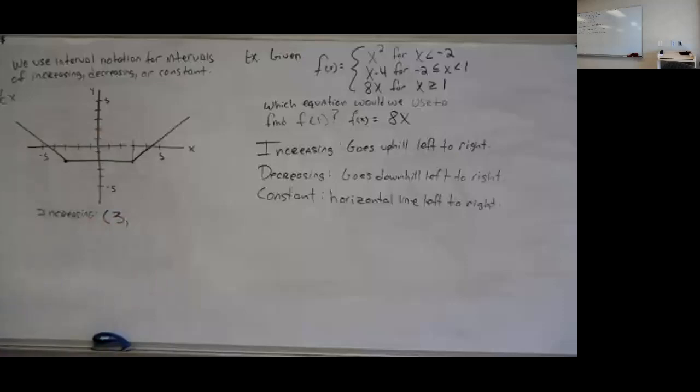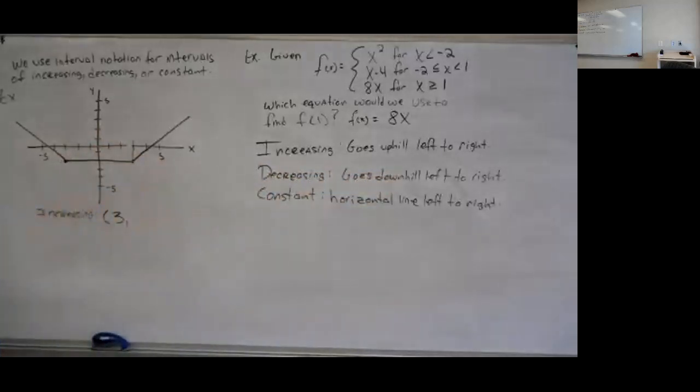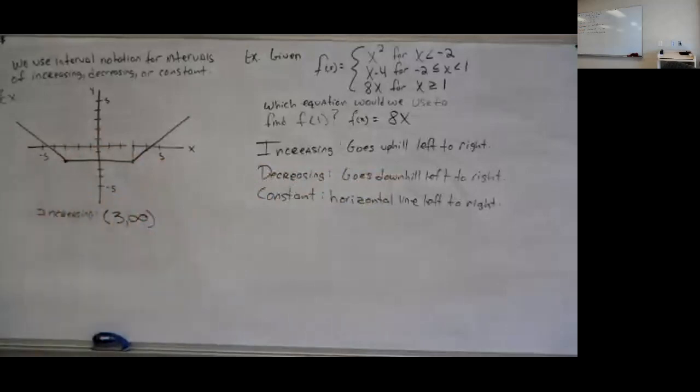Now, these will always use curvy parentheses on those because those points can't be both. So they just say use them with curves, okay? So I'm on the x-axis at 3. My graph starts going uphill as I head towards infinity. And infinity always has a curve, okay? So from 3 to infinity on my x-axis, my y values are increasing.